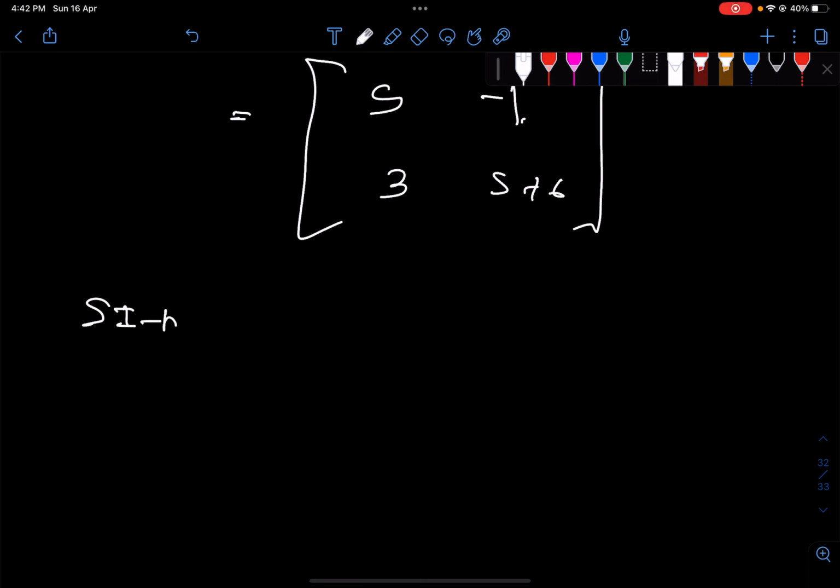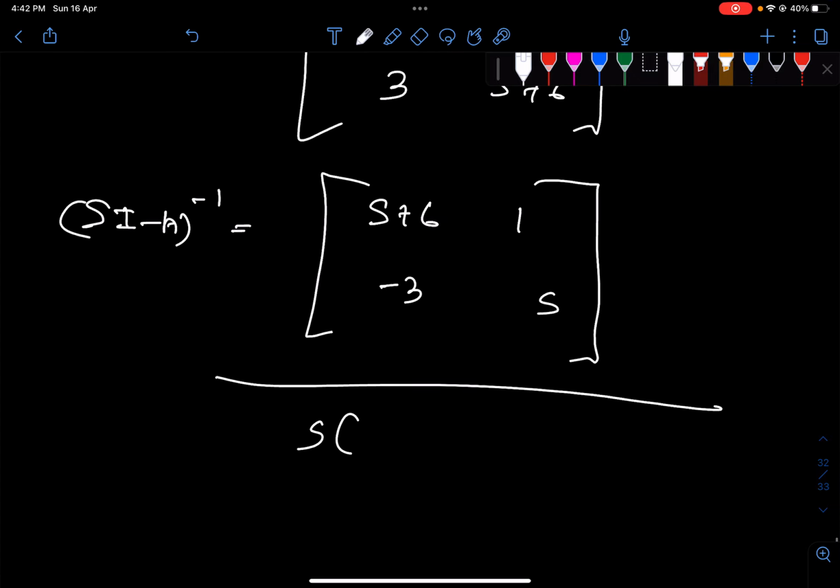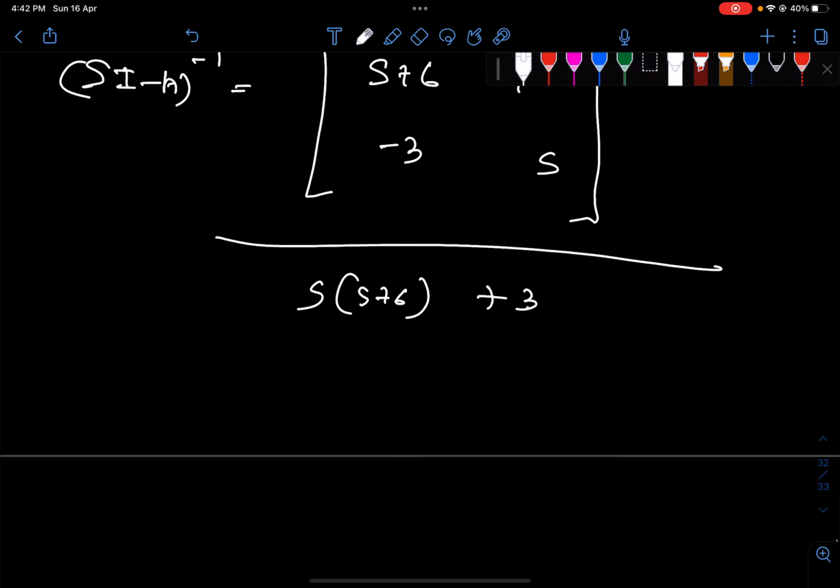So (sI minus A) the whole inverse will be the adjoint of this. For a 2 by 2 matrix, just interchange the diagonal elements and change the signs of the off-diagonal ones. So [s plus 6, 1; minus 3, s] divided by the determinant of this, that is s into (s plus 6) plus 3.